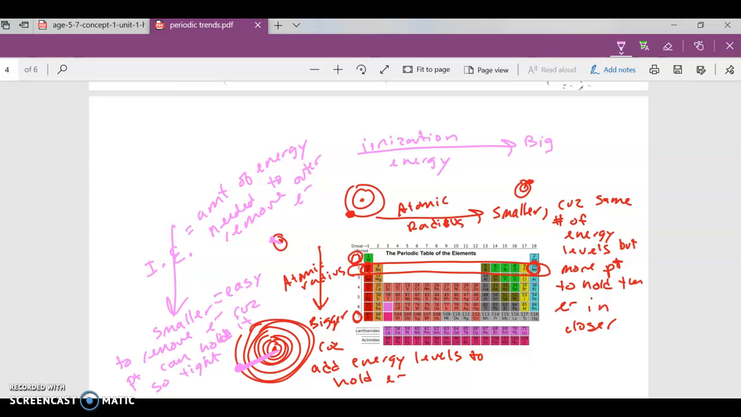If I go side to side up here, it's the same kind of trend. Ionization energy gets bigger over here. That means it's hard to remove. It's hard to remove an electron because look how close it is to the protons. It's really hard to take it out because it's so close to the protons. Over here, it's further away. It's a lot easier. So it's hard to remove an electron because the electron is close to the protons.